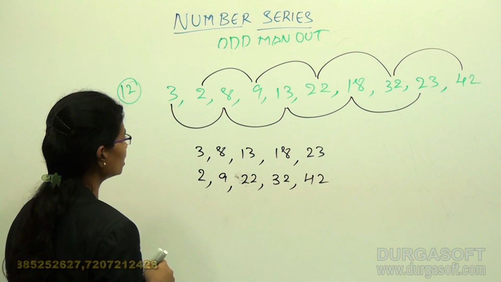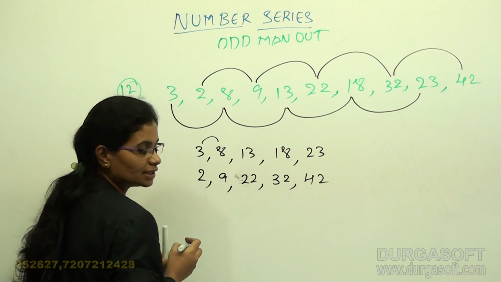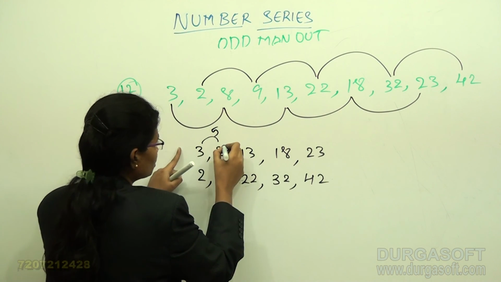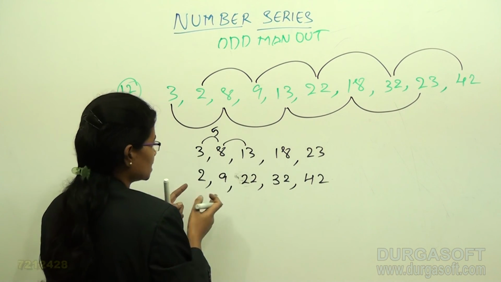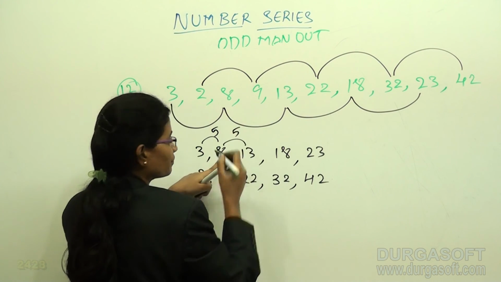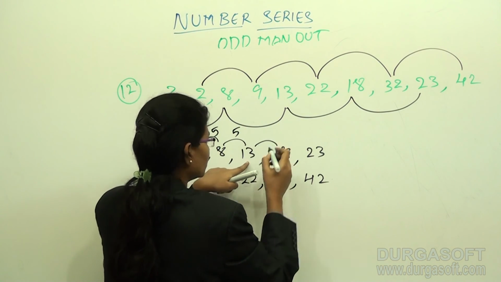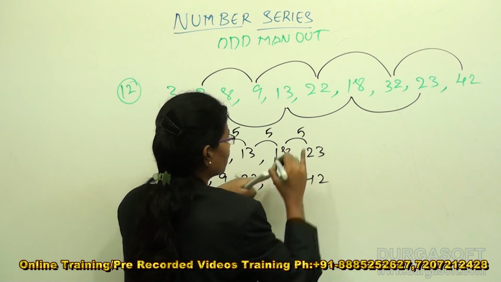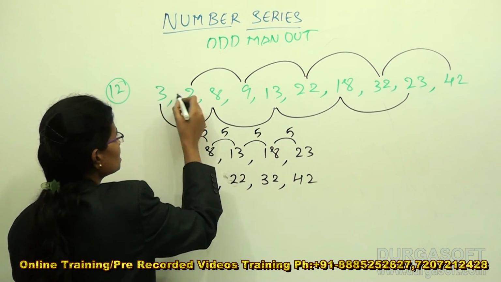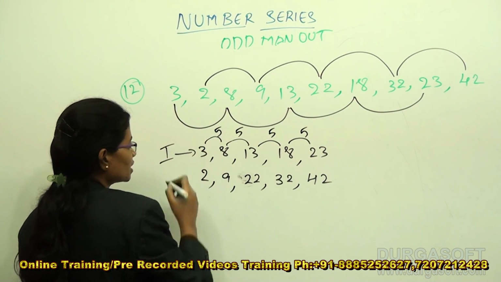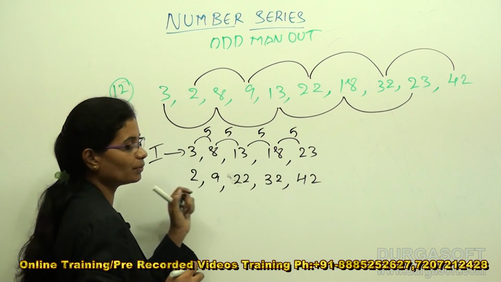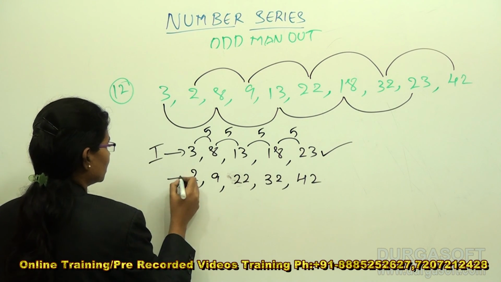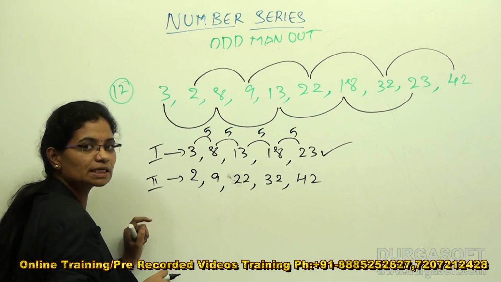If you check the difference here, I am getting 5, right? If you check the difference in this series, I am getting 5, and here also I am getting a 5 difference, and here also a 5 difference. So whatever we considered as the first series, there is no odd man out number. So the first series is following the correct logic. Let's see the second series, there may be a wrong answer in the second series.